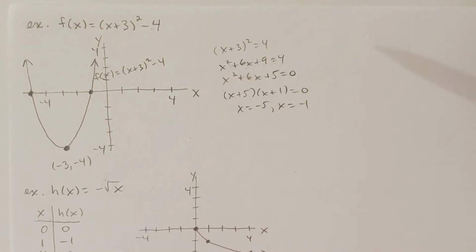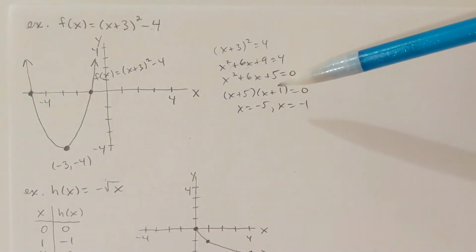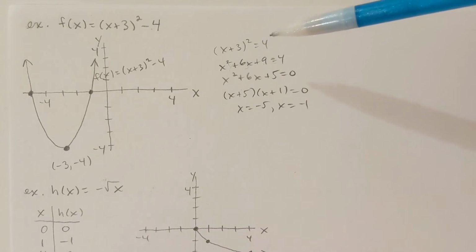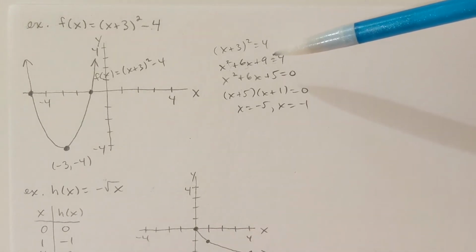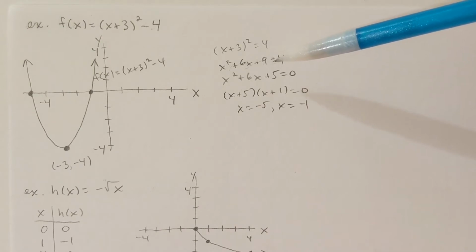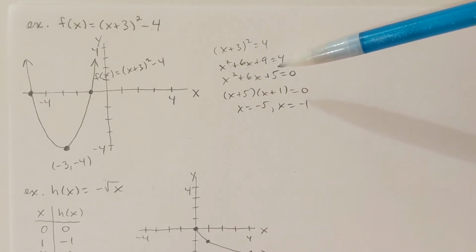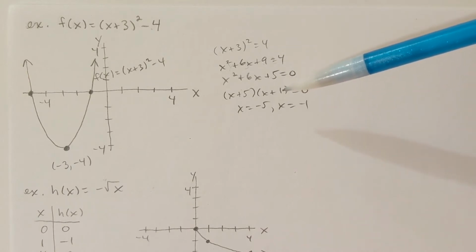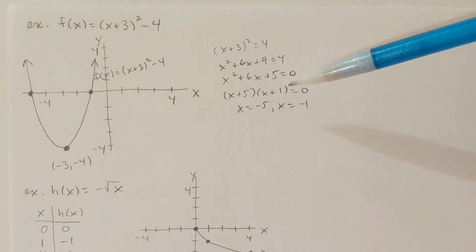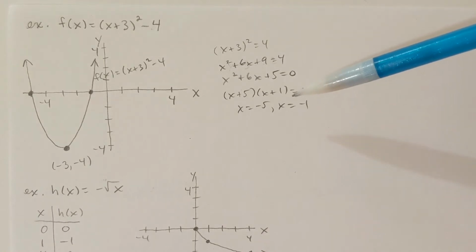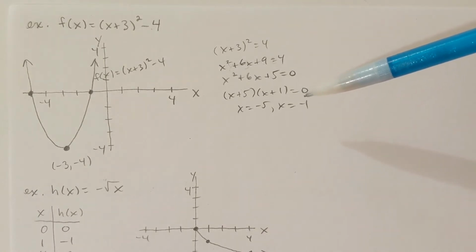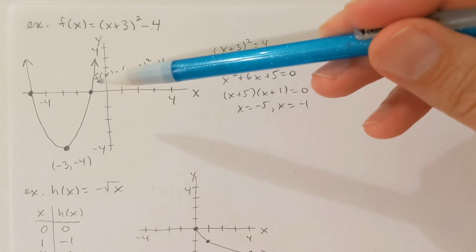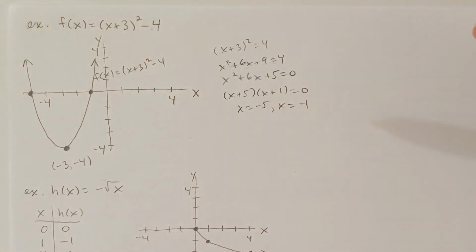I guess if we wanted to find the intercepts, we could do that. Set f of x equal to 0. Add 4 to both sides, and you can factor the left or take the square root of both sides. (x + 5)(x + 1) = 0 means that x = -5 or x = -1. There's -1 and there's -5 on the graph.